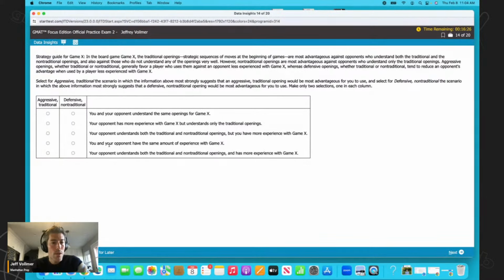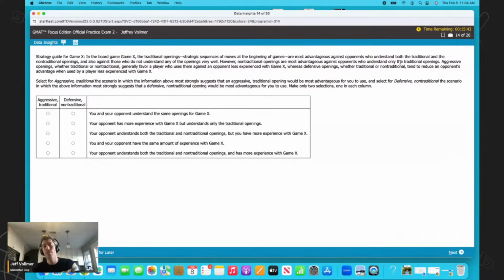All right. Oh God, these two-part verbal questions always make me a little nervous. Strategy games. Okay, board game X, traditional openings. I don't play enough board games, so okay. Strategic sequences of moves, right? That are most advantageous against opponents who understand both traditional and non-traditional. Okay. Traditional openings are most advantageous in one context. Cool. And also against those who don't understand anything well, right? So if you're playing against someone who doesn't understand anything, keep it simple. Be traditional. Non-traditional openings are most advantageous against opponents who only know the traditional ones.